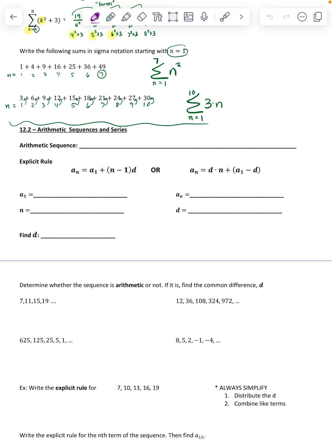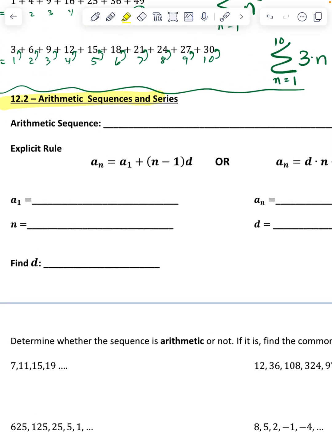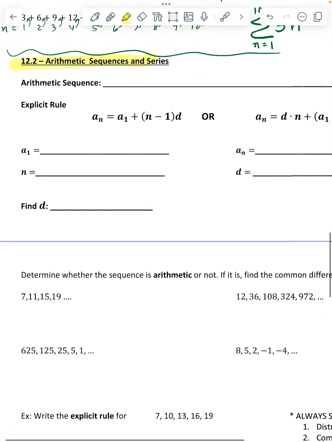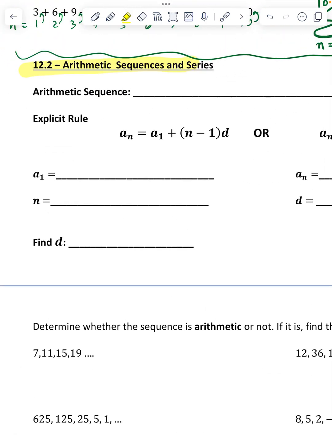Alrighty, friends, let's tackle 12.2. We're going to do arithmetic sequence and series. Yesterday, we talked about sequences in general. That is just a list of numbers that have a math pattern. Arithmetic is a specific kind of pattern.